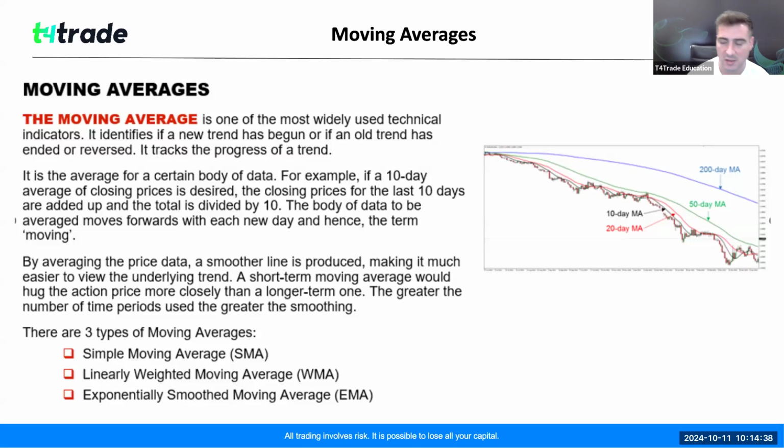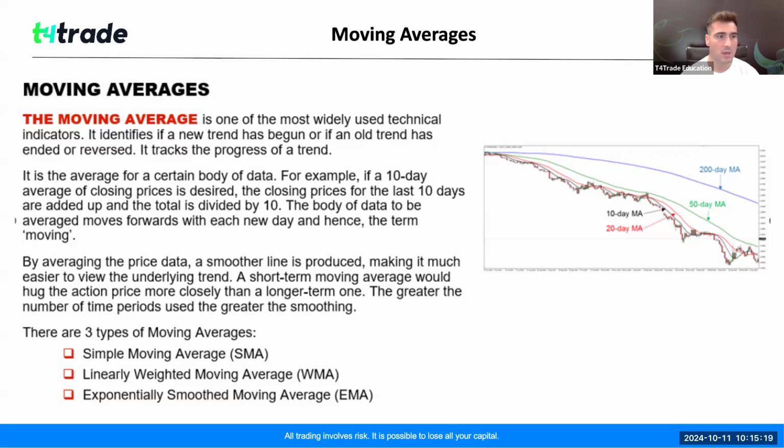Moving averages are one of the most widely used technical indicators out there. If a new trend has begun or if an old trend has ended, this is what is identified by moving averages. They're not telling you information about what's going to happen in the future. They compile information about the past and tell you what has already happened. So no need for you to look for future signals from moving averages. They are conveying information about what has happened in the past. Lagging indicators, they compile information that has already happened.